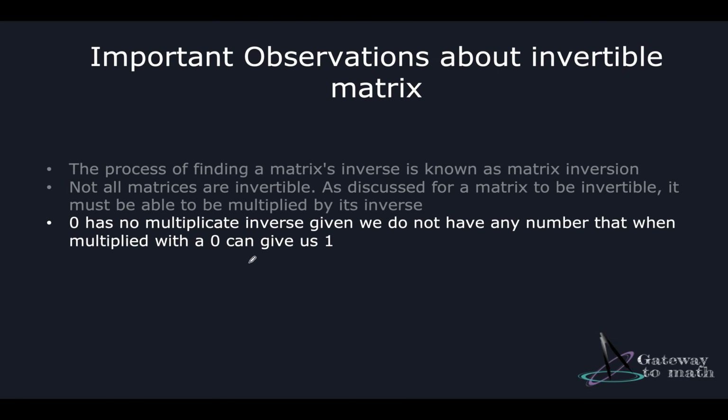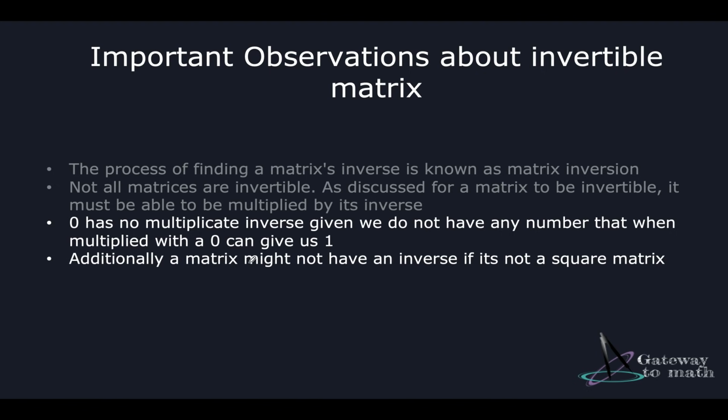0 has no multiplicative inverse, given we do not have any number that when multiplied with 0 can give us 1. For sure, we don't. Additionally, a matrix might not have an inverse if it's not a square matrix. This is also an important point that you should remember. For a matrix to have an inverse, it needs to be a square matrix.